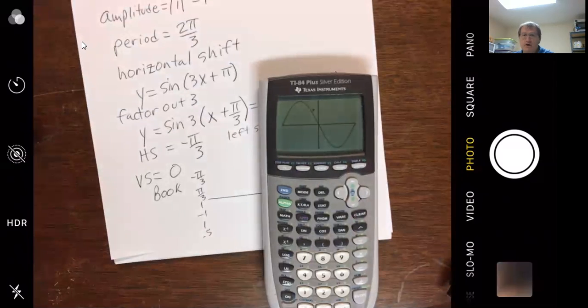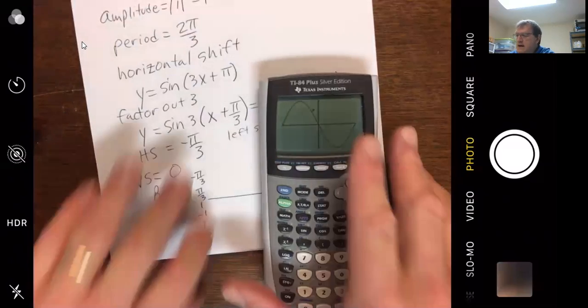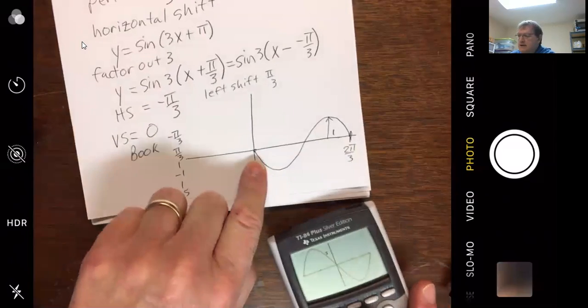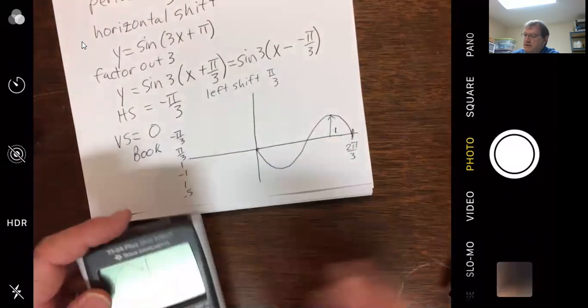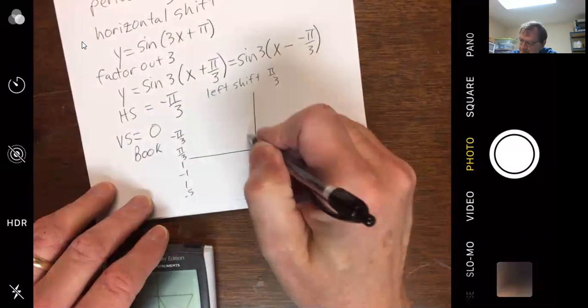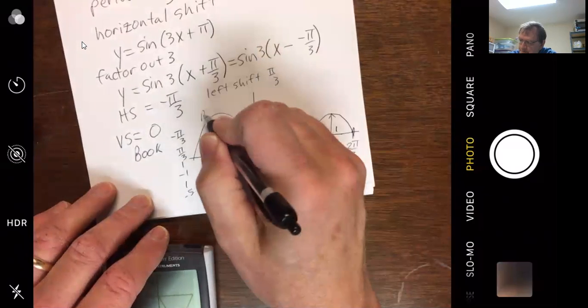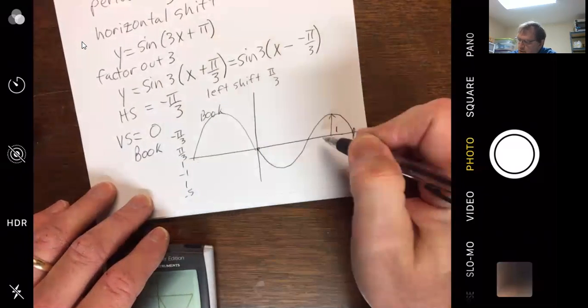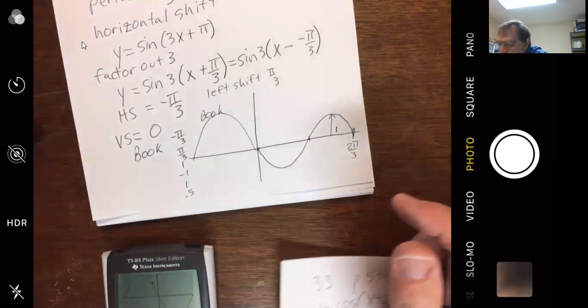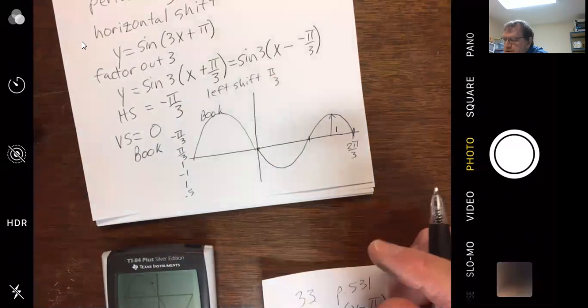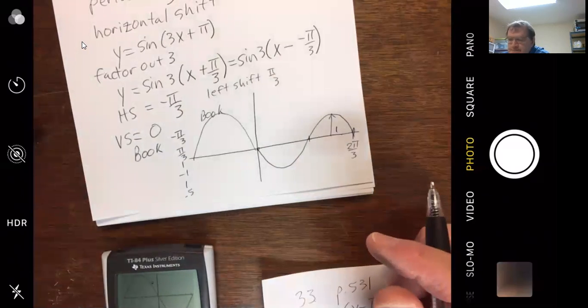So, neither graph is wrong. I just used a different scale and graphed it one period forward, whereas they graphed it one period back this way. Look, it went from here to here. Questions about that?